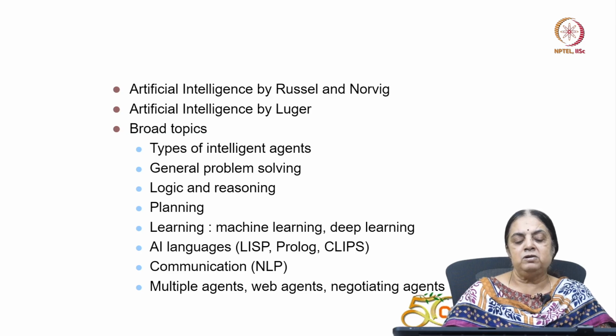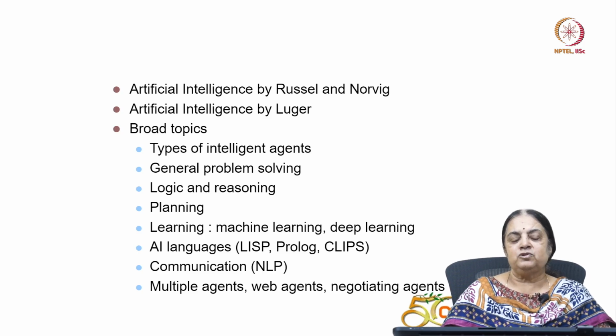And an important topic in artificial intelligence is general problem solving. In other words, if you have a problem, how do you have a general procedure for solving the problem? So usually you use a search algorithm. So you search for a solution to the problem. So this is something like the way human beings do problem solving.